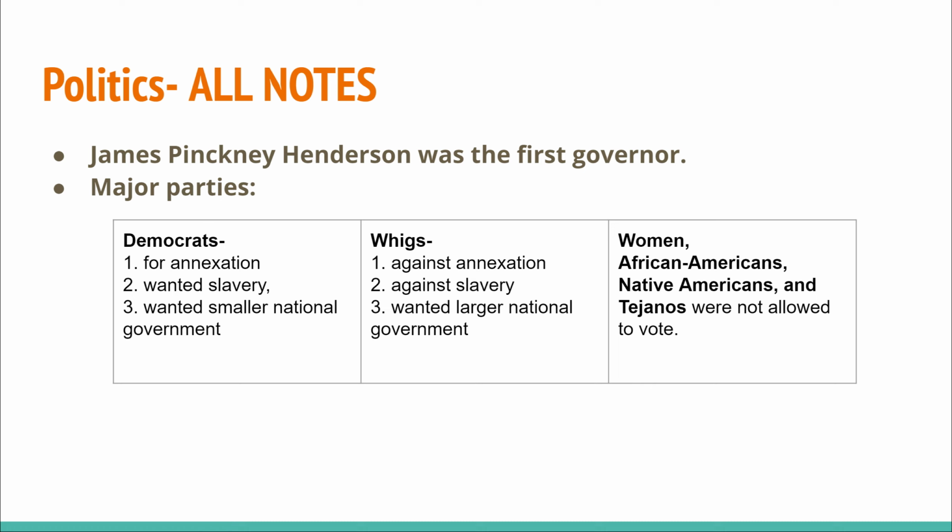This is also an important note here that I've added on the slide. Women, African Americans, Native Americans, and Tejanos are not allowed to vote in Texas. Tejanos meaning people that live in Texas that were of Mexican descent. So, who does this leave in Texas that can vote? The only people in Texas that are allowed to vote are white men, Anglo American men. No one else can vote.